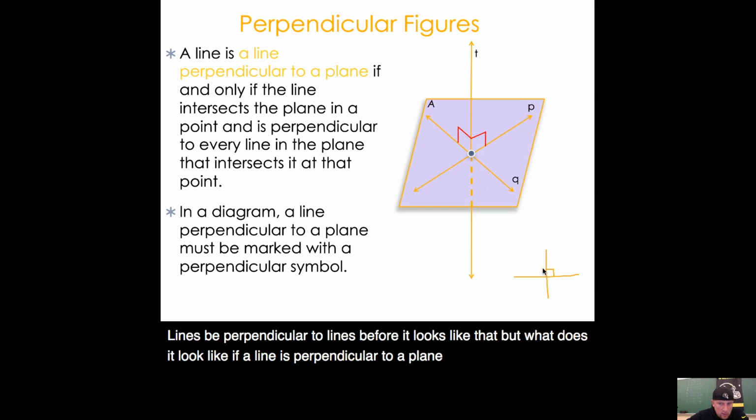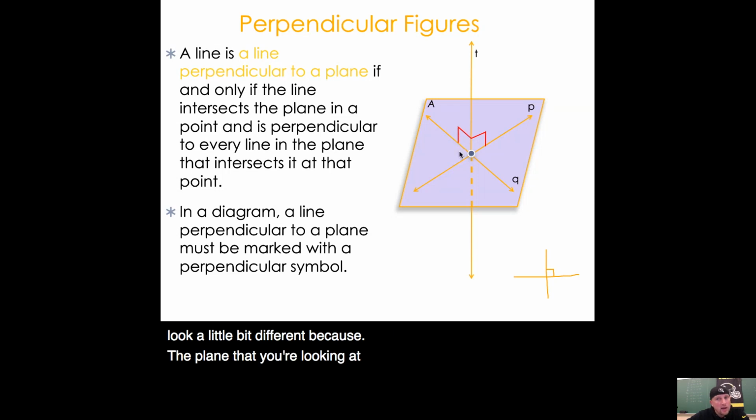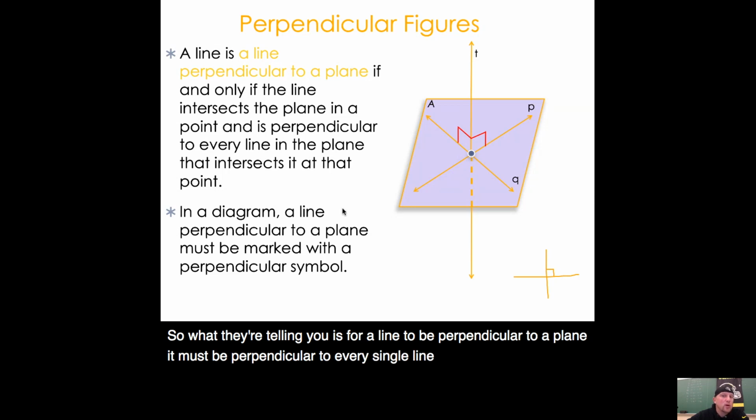You're still going to have the right angle box or the perpendicular box, but it's going to look a little bit different because the plane that you're looking at is sitting on a different angle. So what they're telling you is for a line to be perpendicular to a plane, it must be perpendicular to every single line that intersects it at that point.